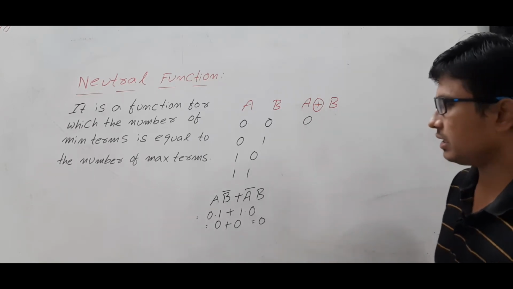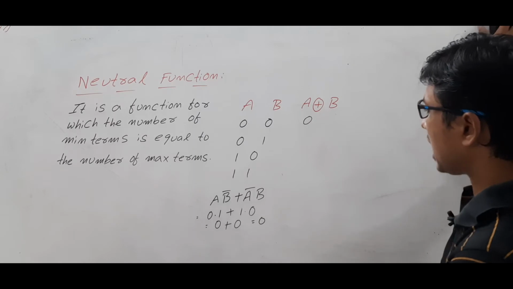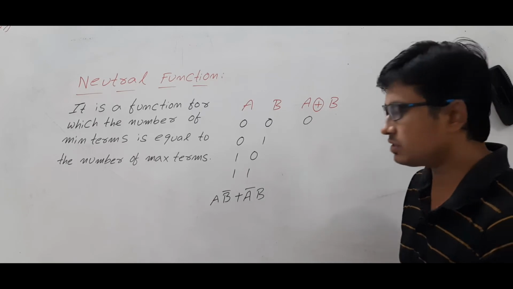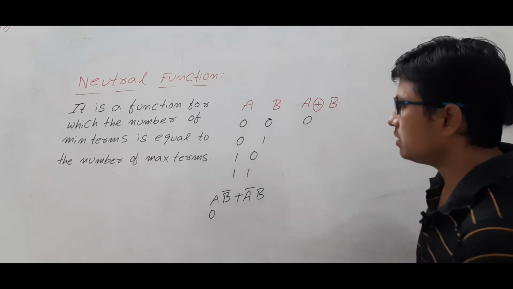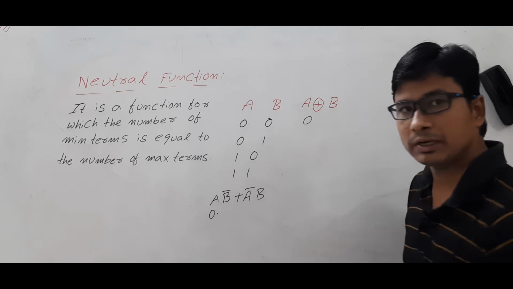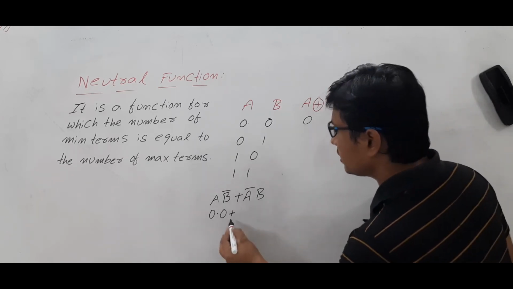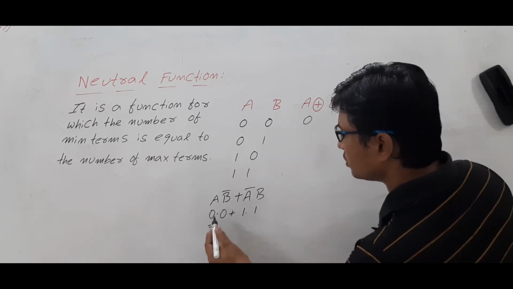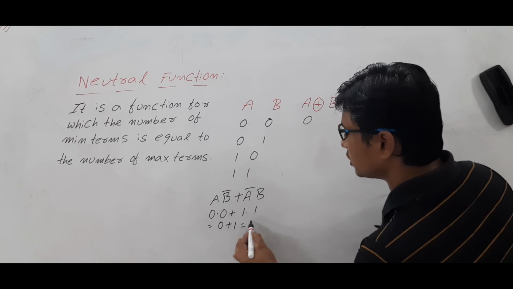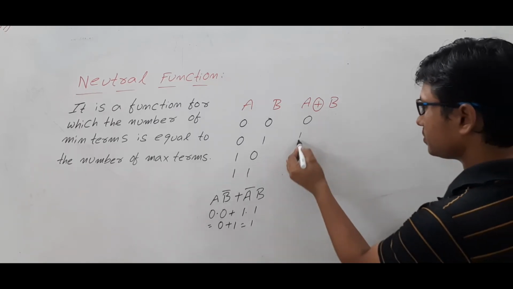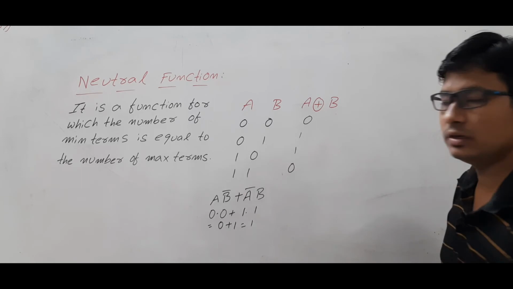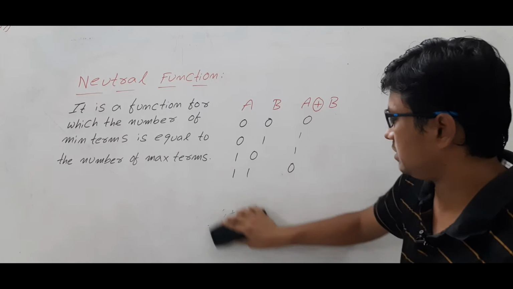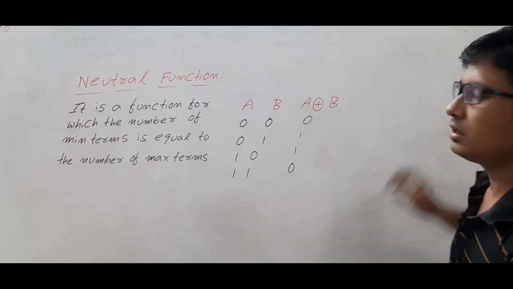Are you able to understand? And what is the value when A value is 0 and B value is 1? If A value is 0, this will be 0, and B value is 1, so B's complement will be 0. That's good. And A's complement is what? 1. What is the B value? Also 1. So 0 or 1 is equal to 1. So this will be 1, this will be 1, this will be 0. If you want to verify, you can verify it. Is it clear? So this is the exclusive OR gate truth table.